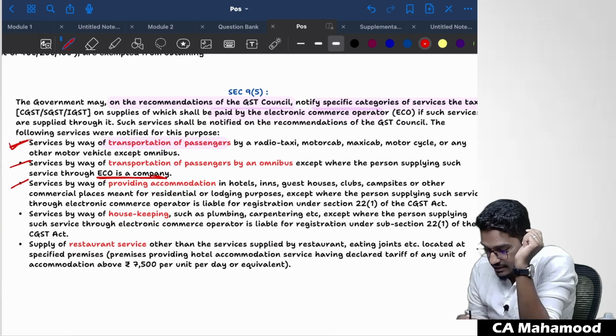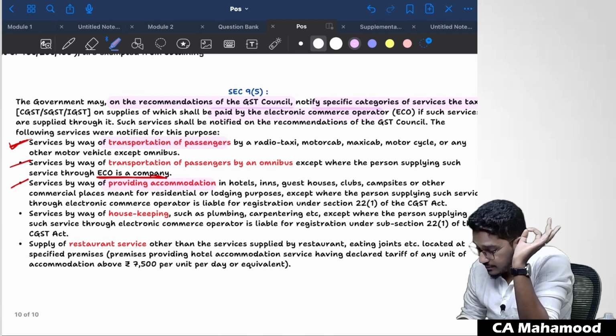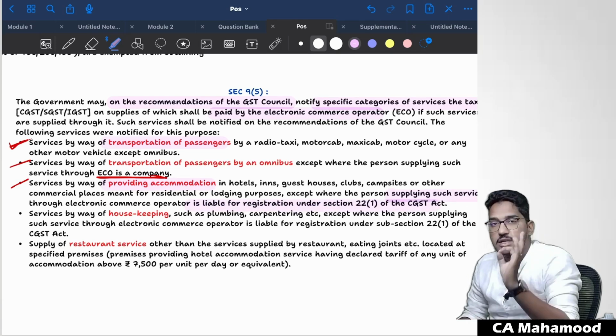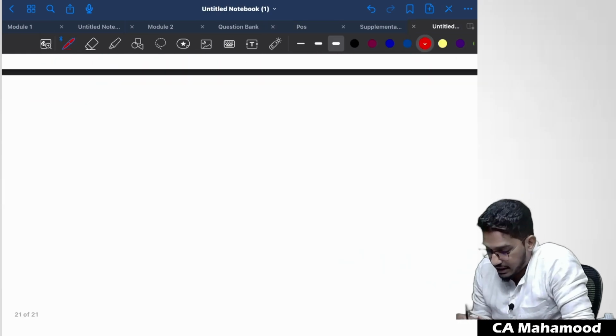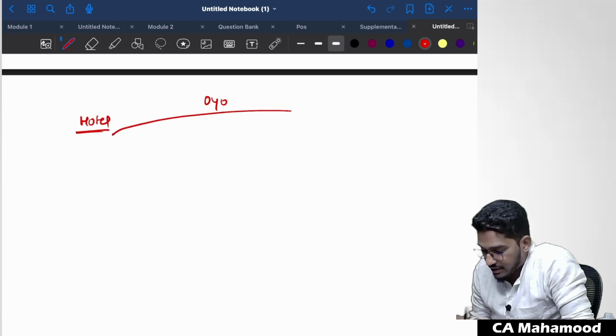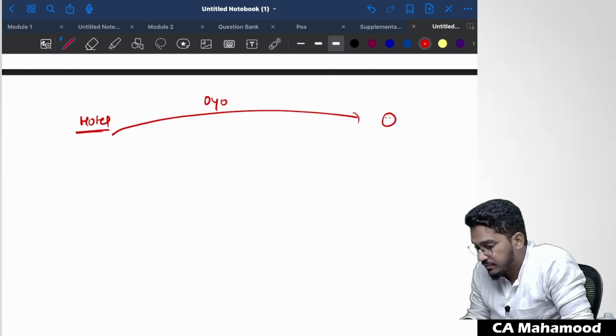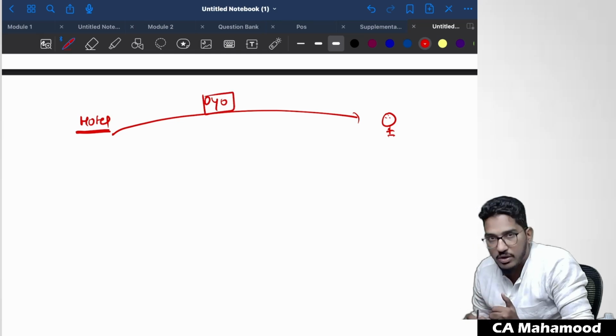Third one, services by way of providing accommodation in hotels, inns, guest houses, clubs, campsites or other commercial places meant for residential or lodging purposes, except where the person supplying such services through the electronic commerce operator is liable for registration under section 22. So now they are talking about services relating to accommodation. Take for example Oyo. There is a hotel providing the services of accommodation through the e-commerce operator. You are a recipient. You have stayed in this hotel and availed accommodation services through this e-commerce operator Oyo.